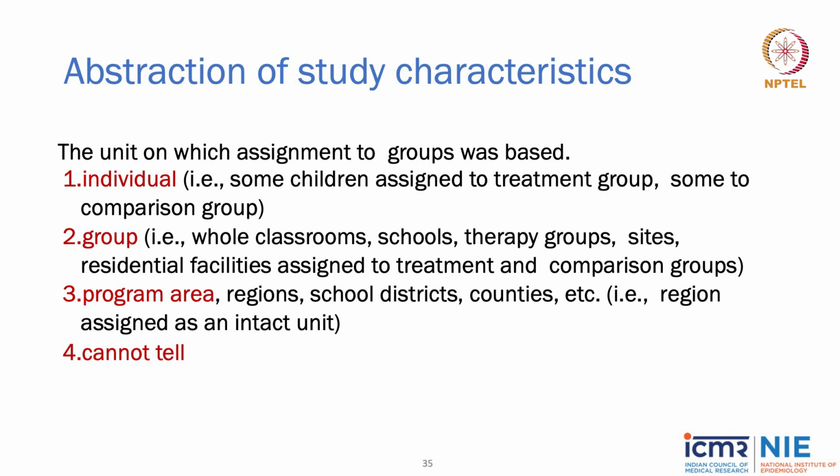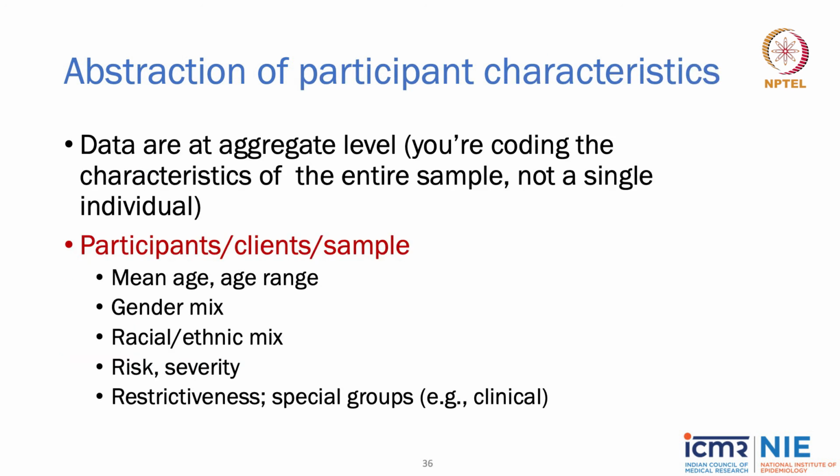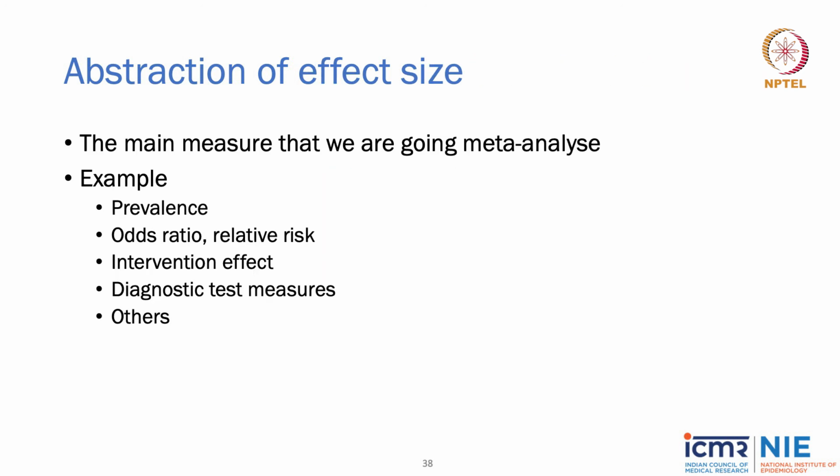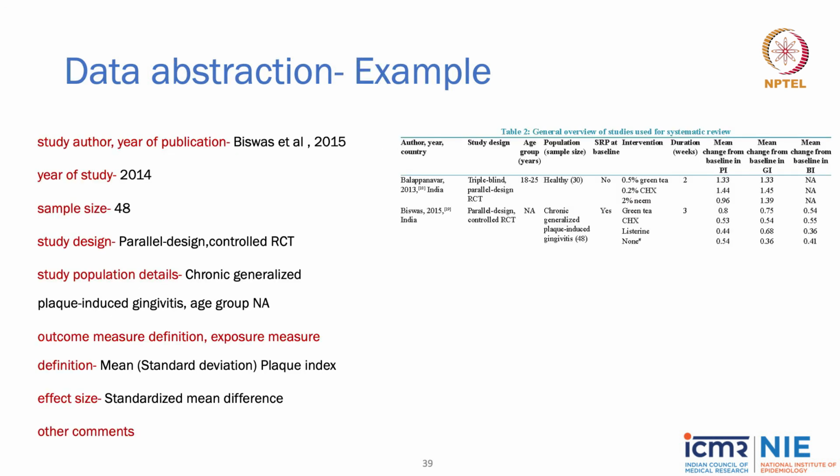I'm taking you quickly through these slides because these I have essentially explained to you. So you will be abstracting data on study characteristics, on participant characteristics, on outcome characteristics. Please imagine plaque index here. On characteristics of plaque index, whether it was recorded by the dentist and he did clinical examination, whether it is a composite indicator. So nature of that outcome and how you are going to compare this outcome across different arms. So that would be your effect size. So I have just given you the example of the green tea study.